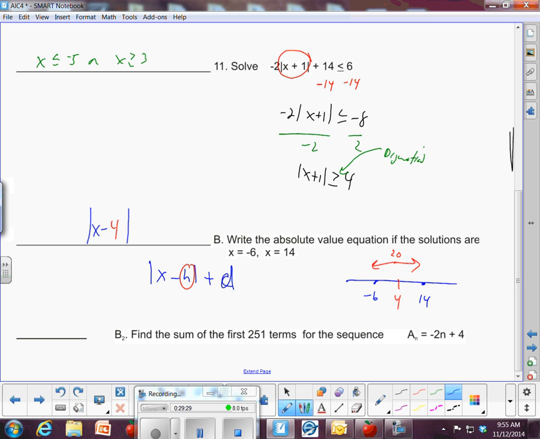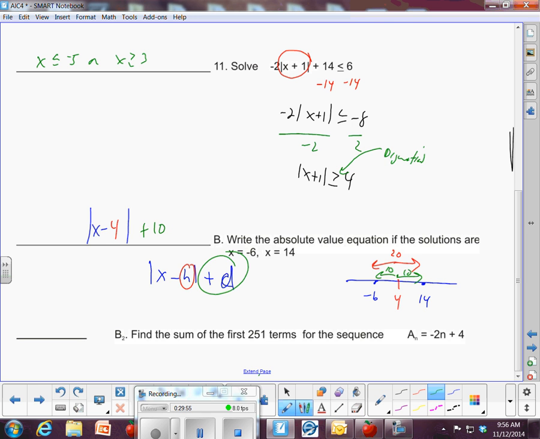Anybody remember what the value of d was? It's not the whole distance, it's the distance from the midpoint to either point, right? And d is 10, and that would be the equation of the absolute value. Now again, you got to understand the absolute value of x minus h plus d. All right, second bonus here.